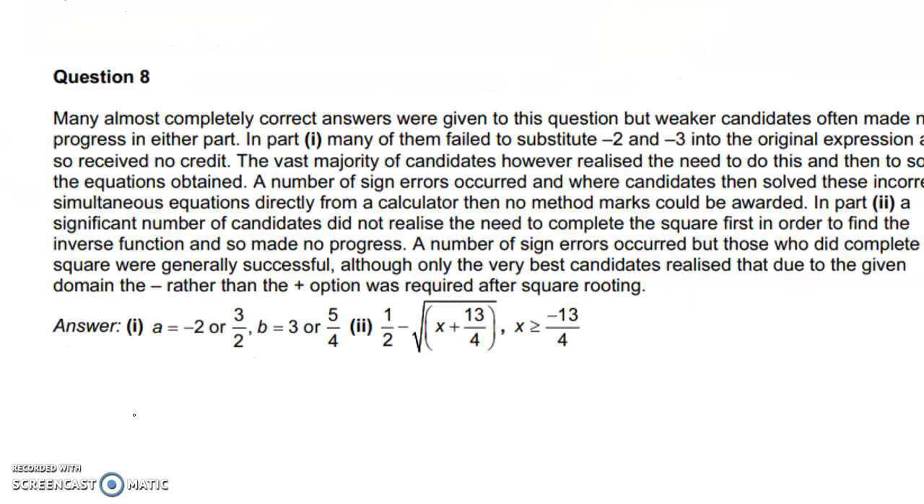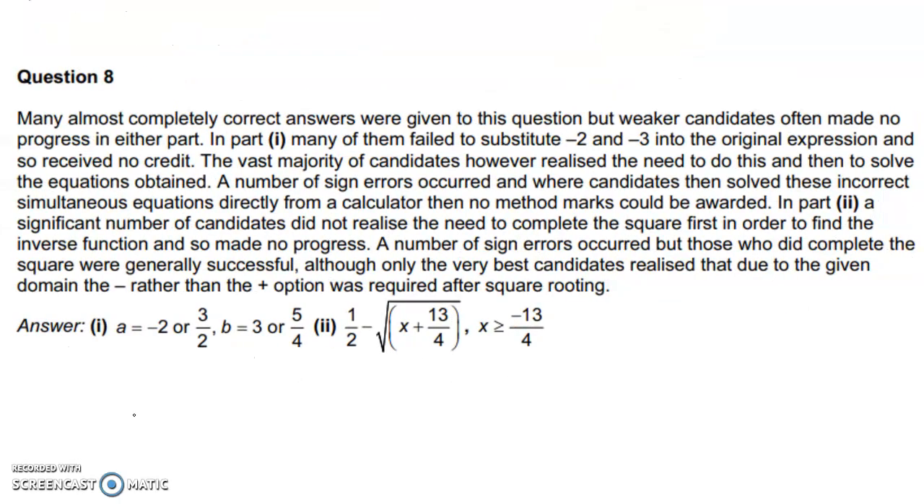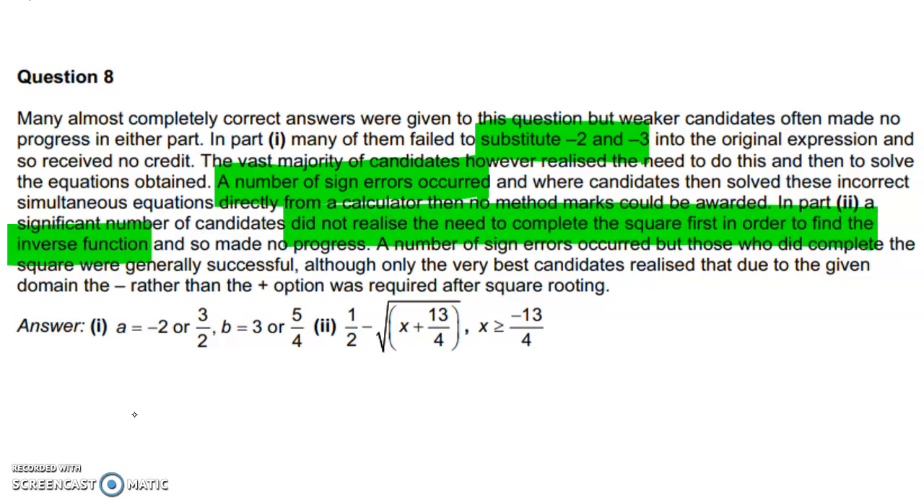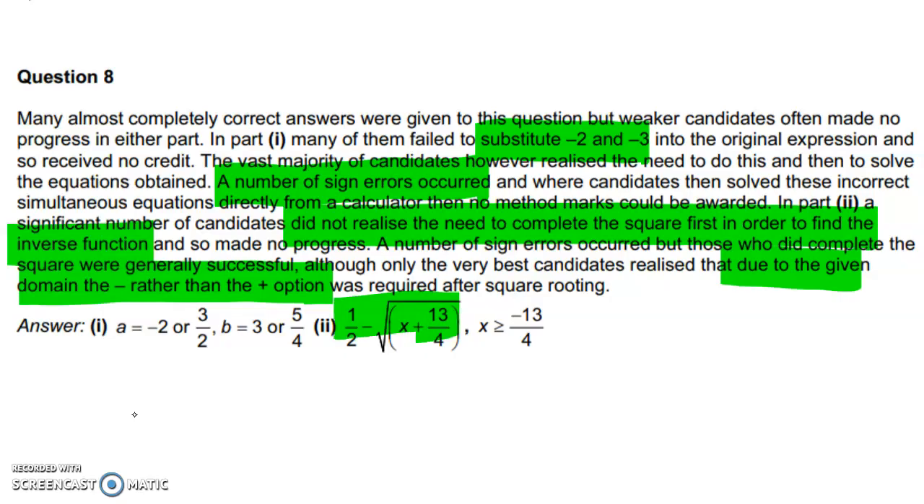Lastly, I want to show you what the examiner report said on this. So it said that weaker candidates couldn't do this question at all, but most students figured out that they needed to substitute -2 and -3 and then to solve, and they made lots of sign errors. It also says if you got your answers to these straight out of a calculator, then you chucked away marks. And then it said a number of students did not realize the need to complete the square first in order to find the inverse function. If you don't do that, you're not going to get very far. And then it said only the very best candidates realized that because of the given domain, we wanted the negative rather than the positive option. Okay, so there we go. That's the final exam answer from them.